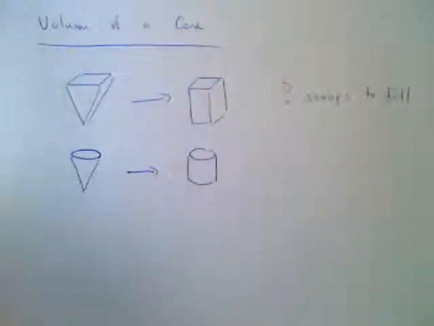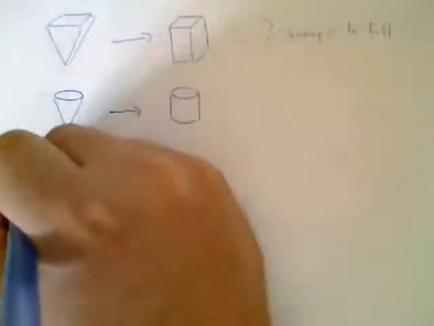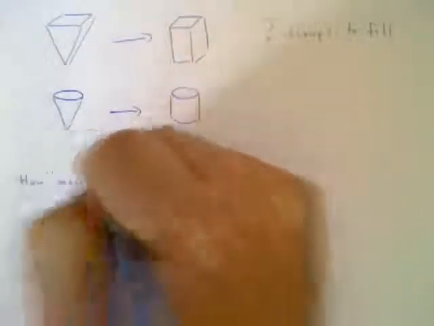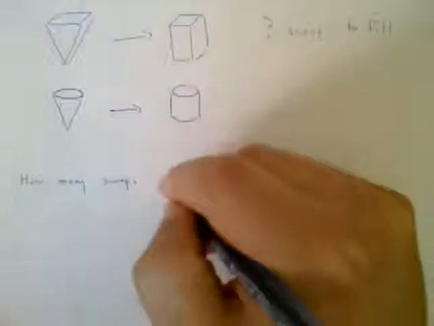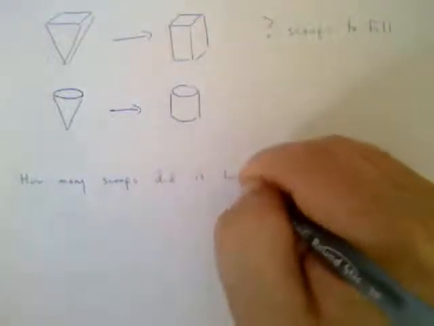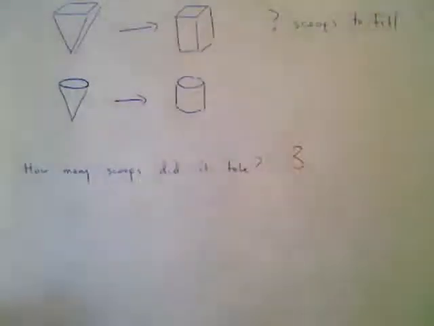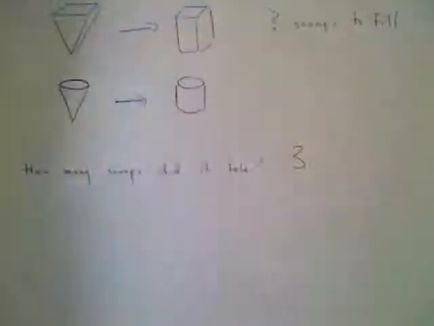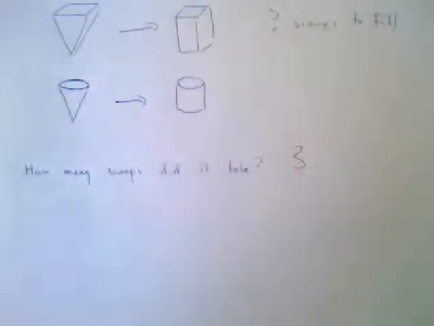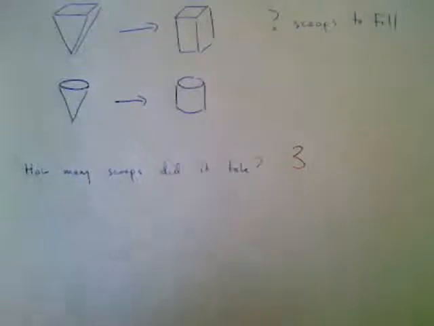Doing this on your notes, how many scoops did it take? It took 3 scoops, just like the last time we did this demonstration, which makes sense because a cone is just a circular-based pyramid and a cylinder is just a circular-based prism. So it's the same experiment. It should have taken 3. So what does this mean in terms of the volume of a cone?